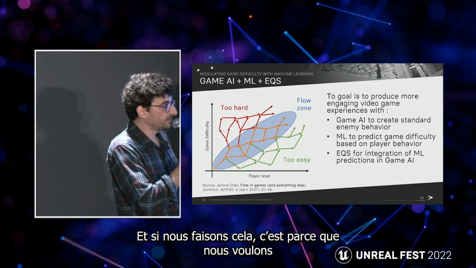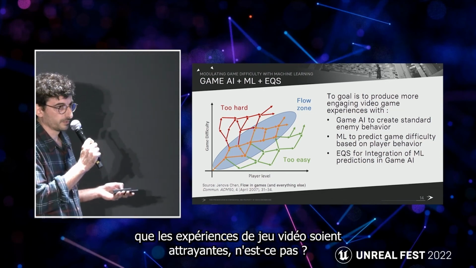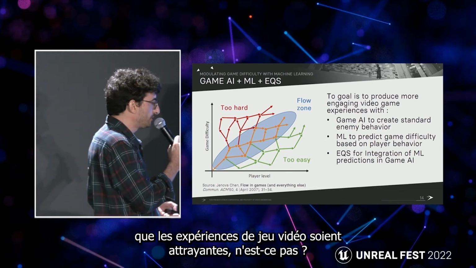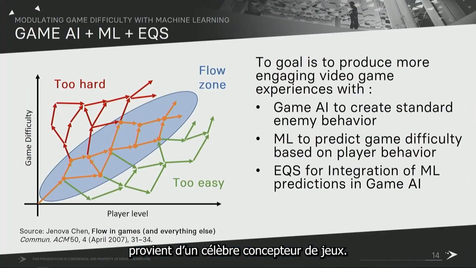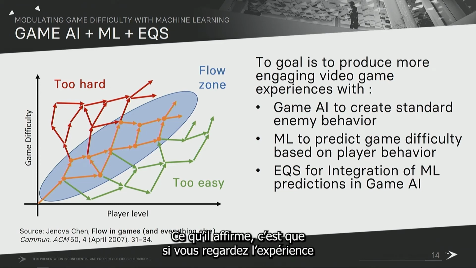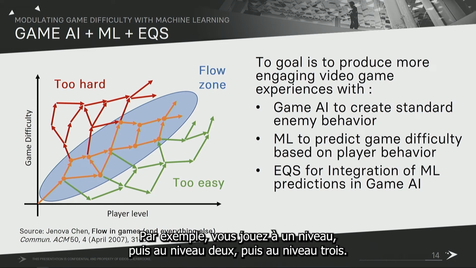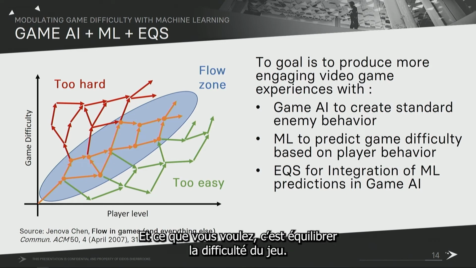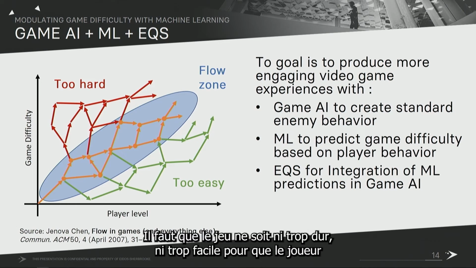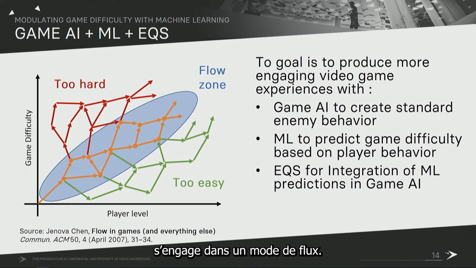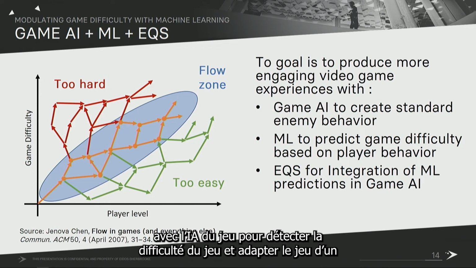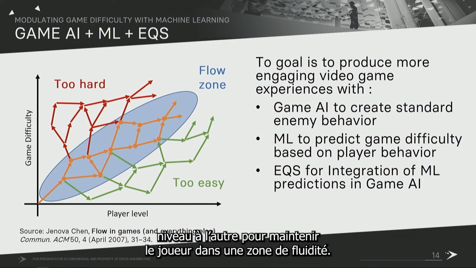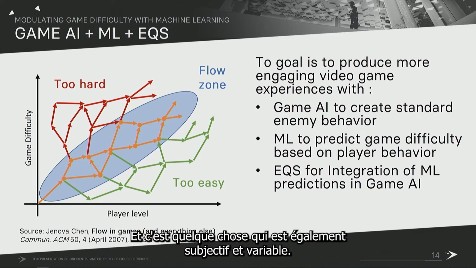And why we are doing that is because we want to have engaging video game experiences, right? If you look at this figure, it's from a famous game designer. I think he worked on the Flow game. And what he's claiming is that if you look at the player experience, each dot here corresponds to a game, like you're playing level 1, then level 2, then level 3. And what you want is to balance the game difficulty according to the player level. You want the game to be not too hard, not too easy, to engage the player into a flow mode. And that's what we want to do, to use machine learning in conjunction with game AI to detect game difficulty and to adapt the game from level to level to maintain the player in a flow zone.